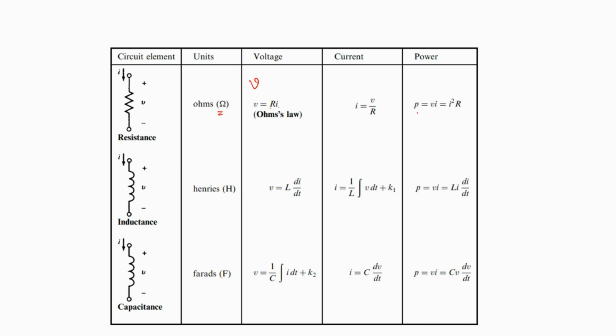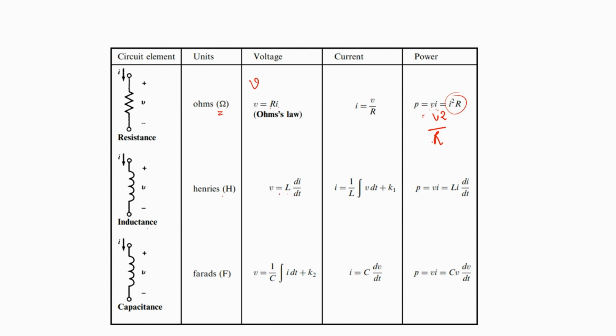The power relation here can be written as V into I, and I again can be replaced with V by R. So I can obtain the relationship as V square by R, or I can replace V with IR and obtain the relation I square R. And the next element is inductance. The unit is henries, and the voltage is given as L di by dt. So that is the rate of change of current into the inductance.